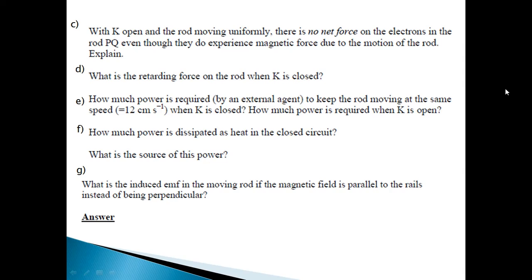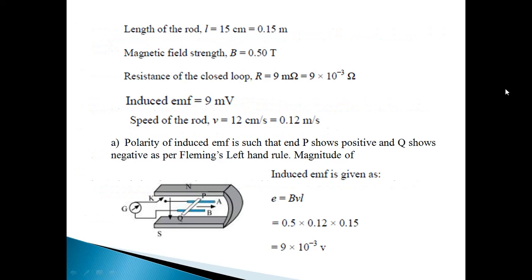G. What is the induced EMF in the moving rod if the magnetic field is parallel to the rails instead of being perpendicular? So I read out the 7 questions. I'll read out each question one by one and work out the answers. The data given in the question: length of the rod 15 centimeter, magnetic field strength 0.50 Tesla, resistance of the closed loop is 9 milliohm, induced EMF is 9 millivolt, speed of the rod V is given as 12 centimeters per second.